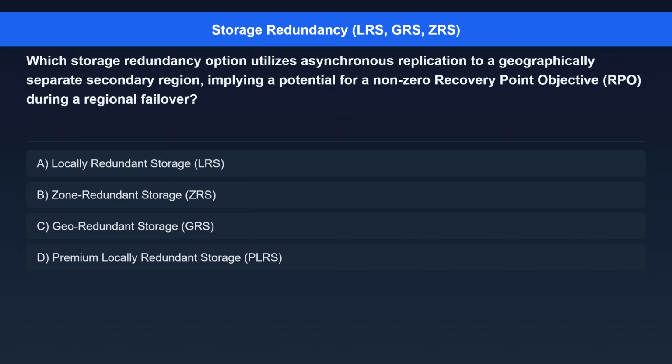Question 2. Which storage redundancy option utilizes asynchronous replication to a geographically separate secondary region, implying a potential for a non-zero recovery point objective, RPO, during a regional failover? Option A. Locally redundant storage, LRS. Option B. Zone redundant storage, ZRS. Option C. Geo-redundant storage, GRS. Option D. Premium locally redundant storage, PLRS.